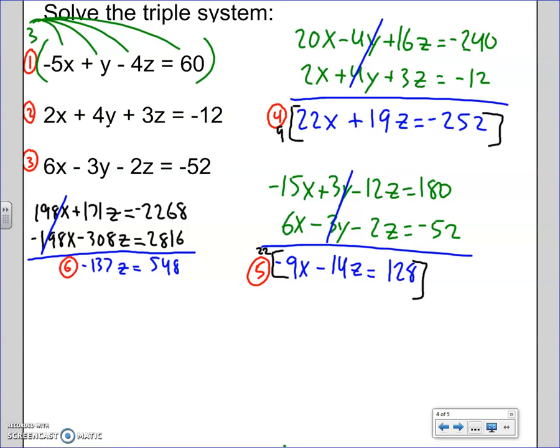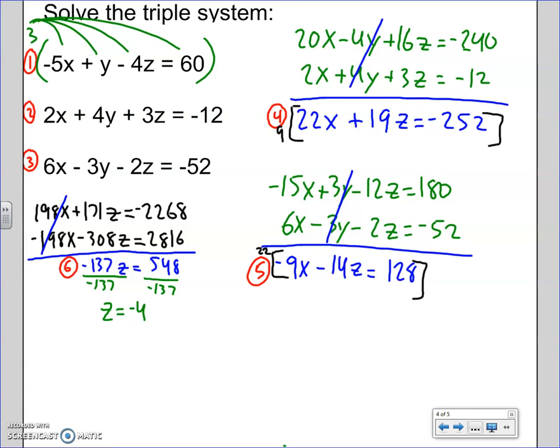So our sixth equation came from equations 4 and 5, but went from two variables, two equations, into one variable, one equation. This last equation is solvable by one step. All I gotta do is divide by negative 137. And I get z equals negative 4. Once you find one letter, you're mostly done. Just start plugging in and going backwards.